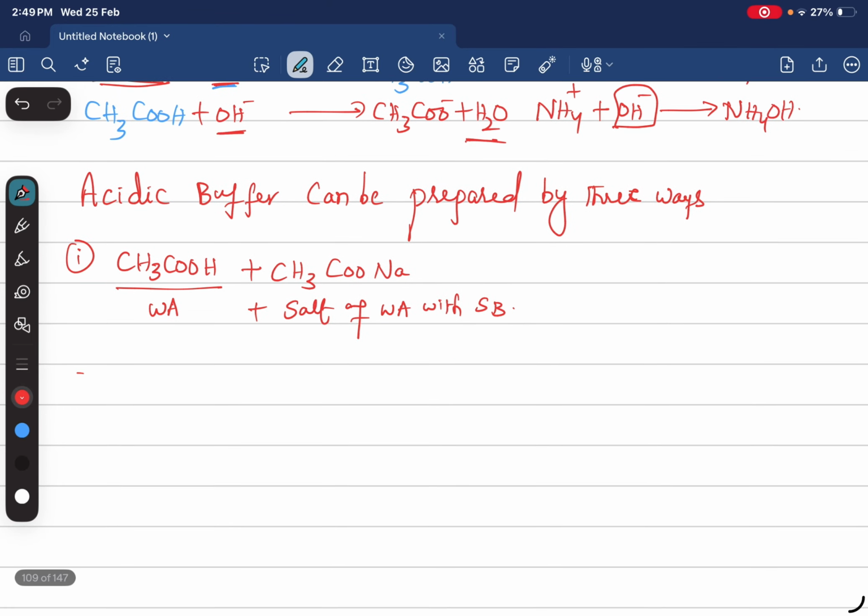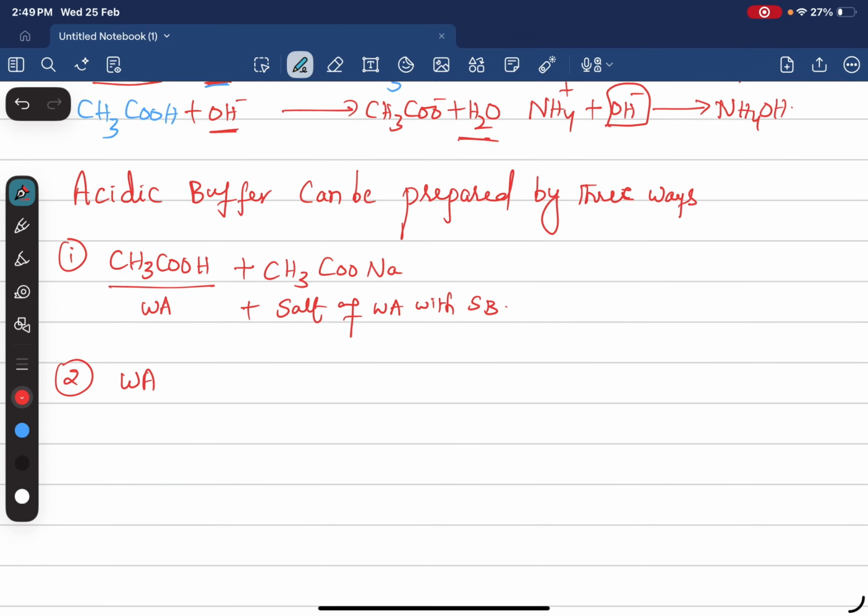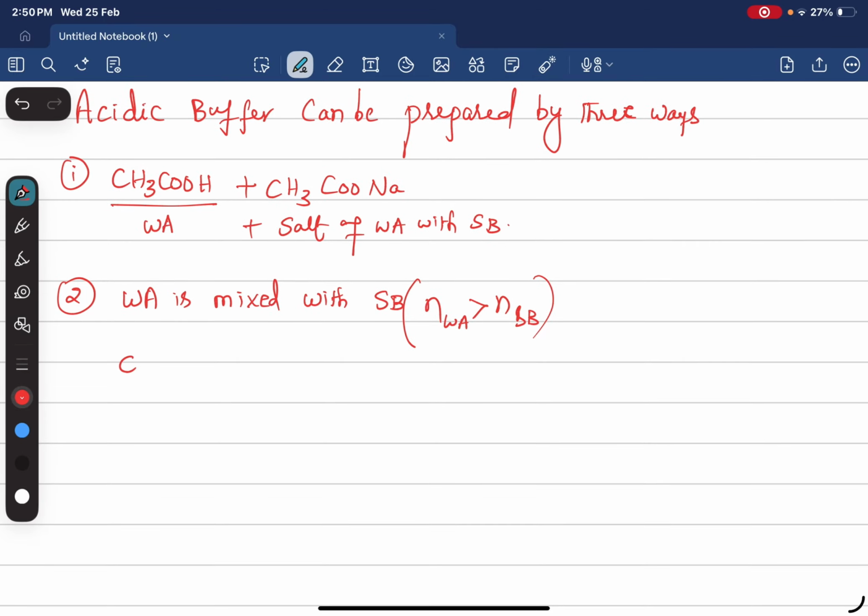Coming to the next, here only questions are possible to ask more. Weak acid is mixed with strong base. The number of moles of weak acid is supposed to be greater than the number of moles of strong base. So we can take CH3COOH plus NaOH converted into CH3COONa plus H2O.